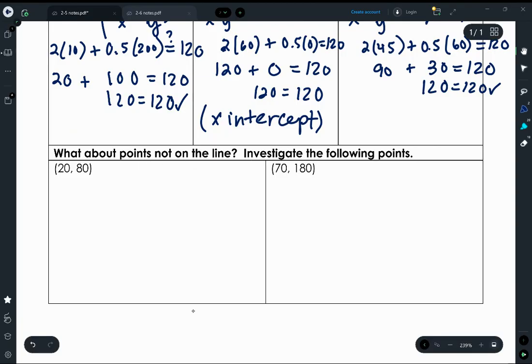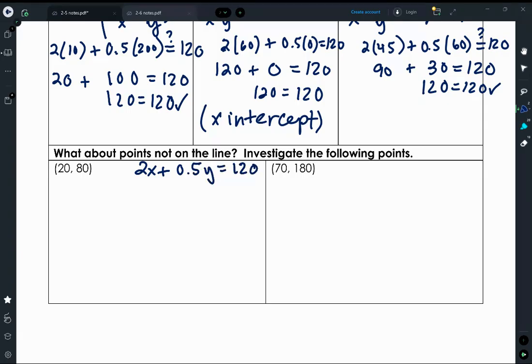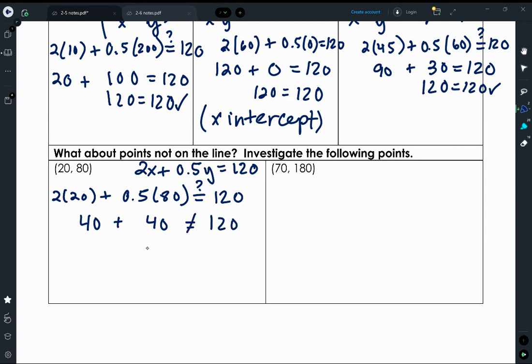Investigate the following points. So I'm going to write my equation here so I have it to look at again. So remember, my equation is 2x plus 0.5y equals 120. And now we're going to check points that are not on the line. So it makes us wonder, this is lots of different x and y value combinations. Does any combination work? So we'll try 2 times 20 plus 0.5, or 1/2 of 80. And see, does that equal 120? So 2 times 20 is 40, and half of 80 is also 40. So this is definitely not going to be equal.